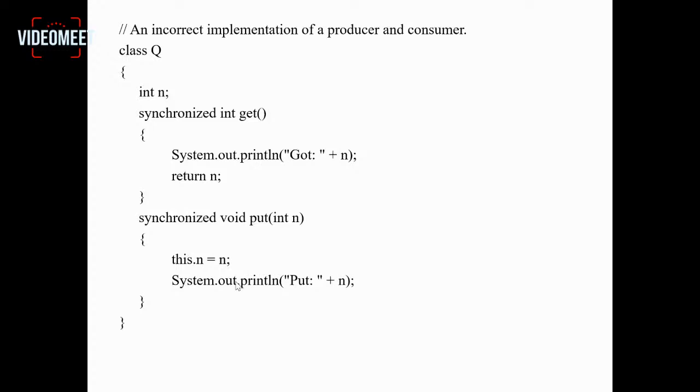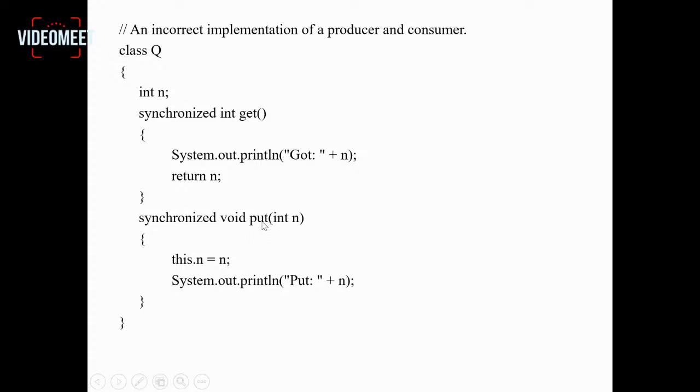As such, we are defining a class called Q, and this class has two methods, a get method and a put method, and there is an integer variable n. This is the item that must be consumed by the consumer and that is produced by the producer. The producer will make a call to the put method, and the consumer will make a call to the get method. The consumer wants to consume, so it will call the get method, and the producer will be producing, so it is going to call the put method.